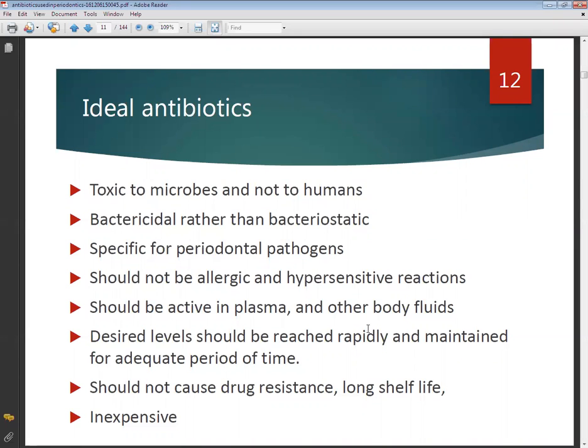Another property or ideal requisite of your antibiotics is it should be active in plasma and not any other body fluids. The desired level of your antibiotics should be reached rapidly and should be maintained for an adequate period of time. Another property is it should not cause any drug resistance and it should have a long shelf life. Shelf life of any drug used in the treatment of periodontal disease should be long. And most important is it should be inexpensive.